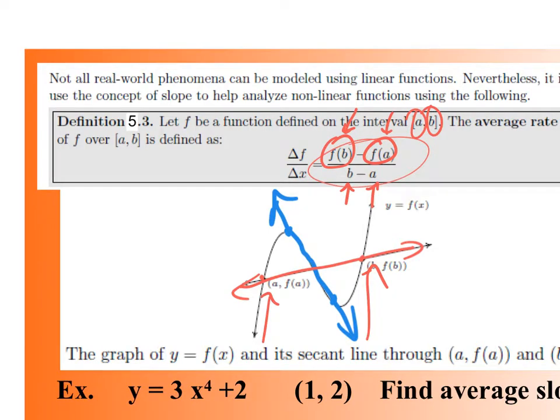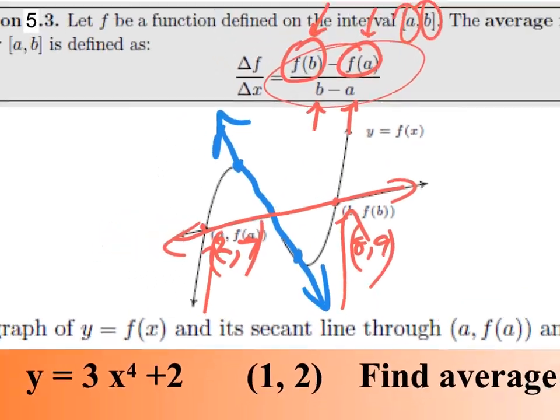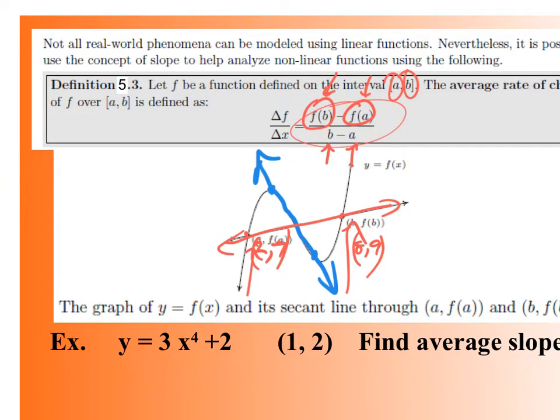So what if this was 2, 7, and what if this one was 8, 9? Then I just have to put them in. The y values go here, and you're basically just doing a slope again. It's just a slope.